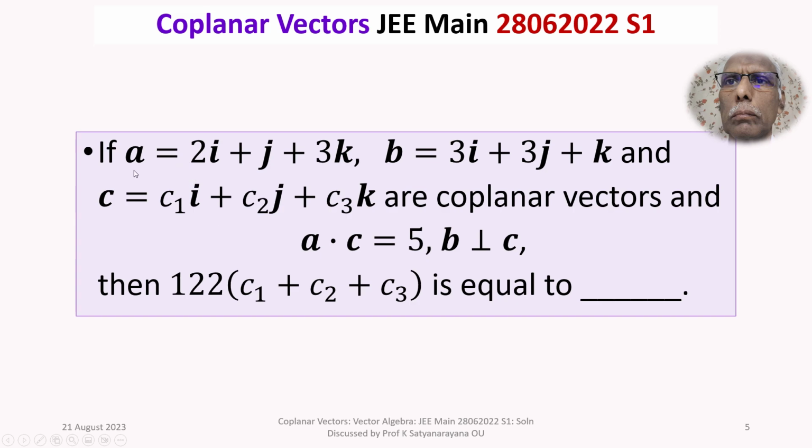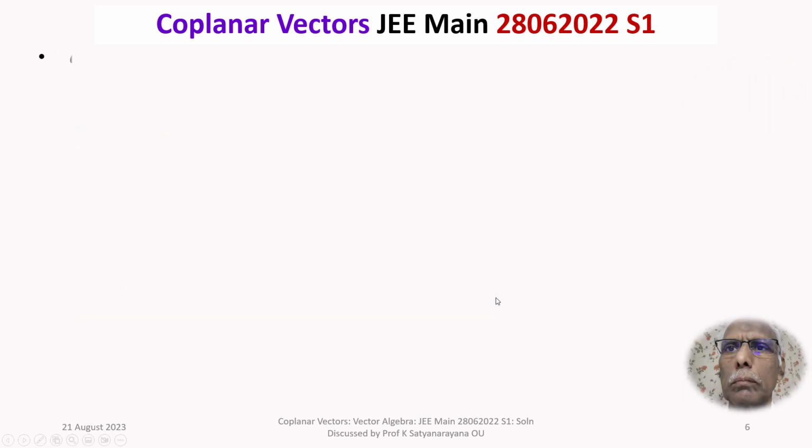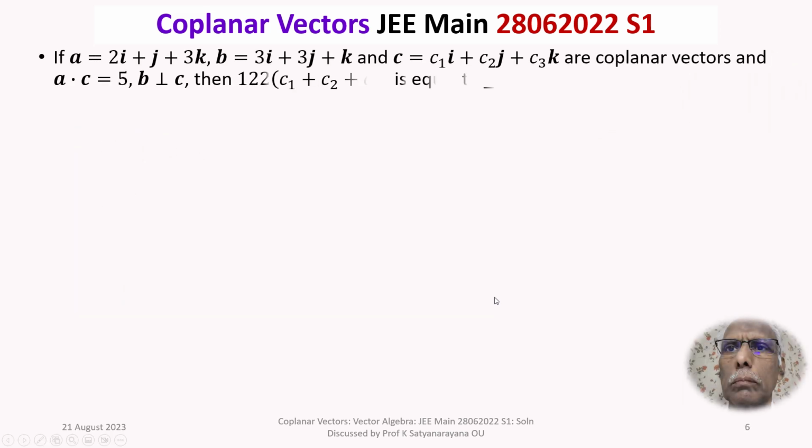We are given three vectors, vector A, vector B, vector C, and it is further given they are coplanar vectors, and it is also given A dot C is 5, B is perpendicular to C. We are required to find the value of 122 times (c1 plus c2 plus c3). We now discuss the solution of the problem in detail.